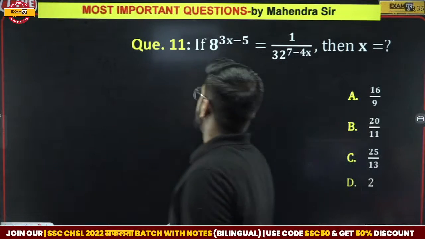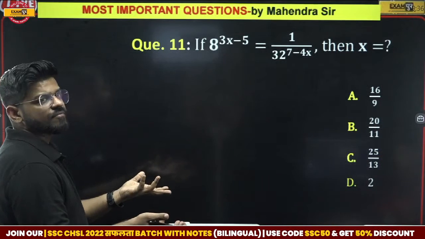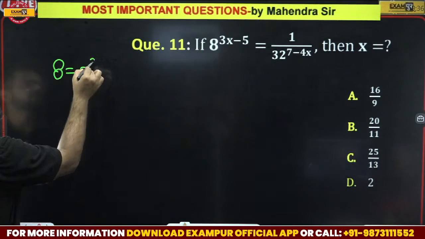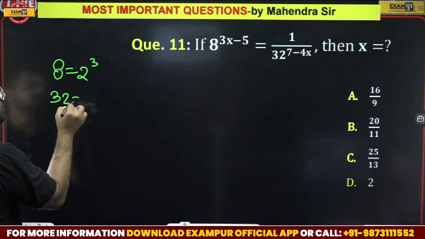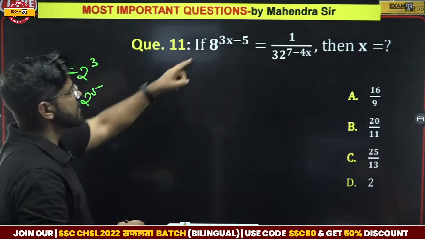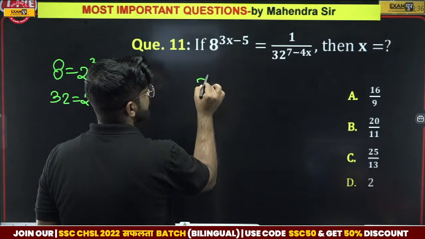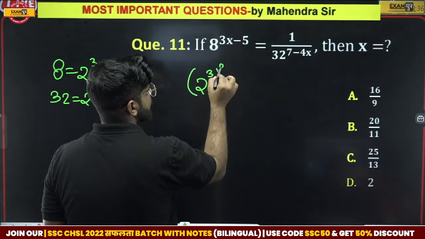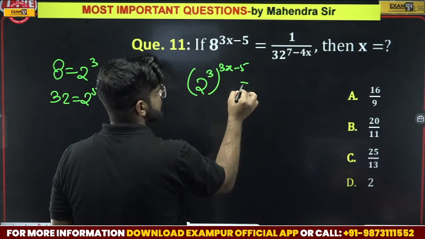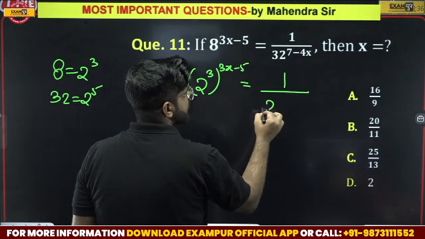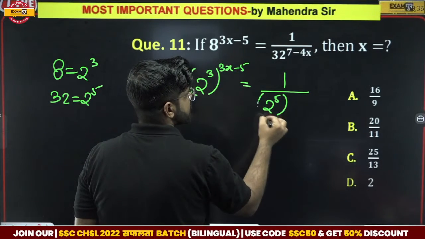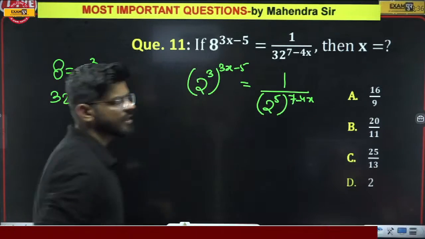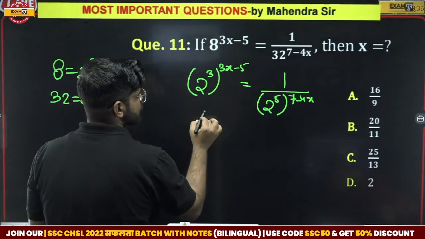Okay. So what we have to do, you know that 8 is nothing but 2 to the power 3 and 32 is nothing but 2 to the power 5. So we can write it 2 to the power 3, and we have 3x minus 5 here, is equal to 2 to the power 5, and 7 minus 4x is there. Okay, multiply. So we will get what?